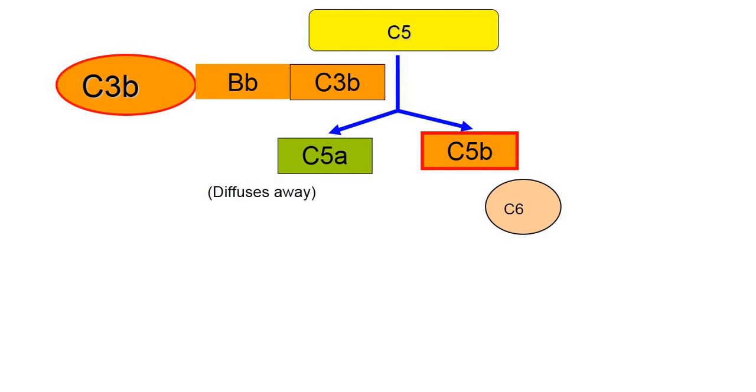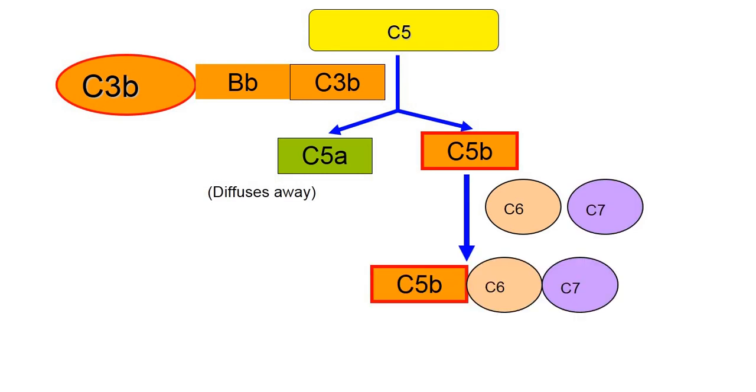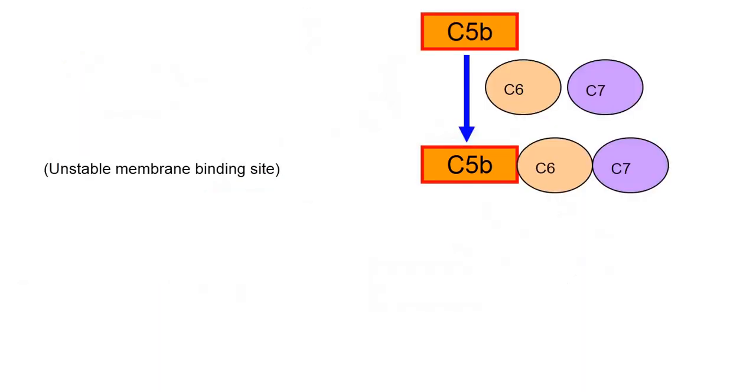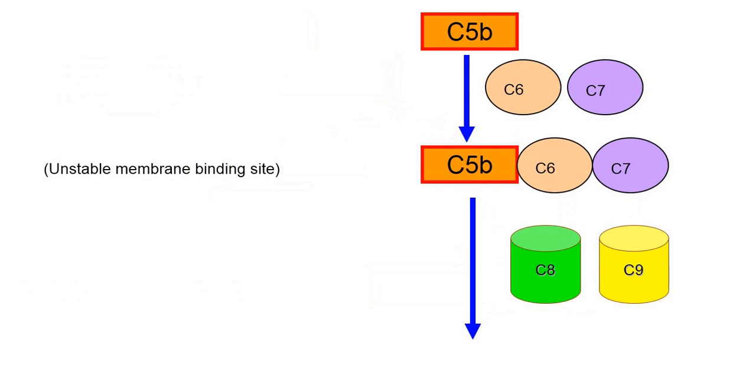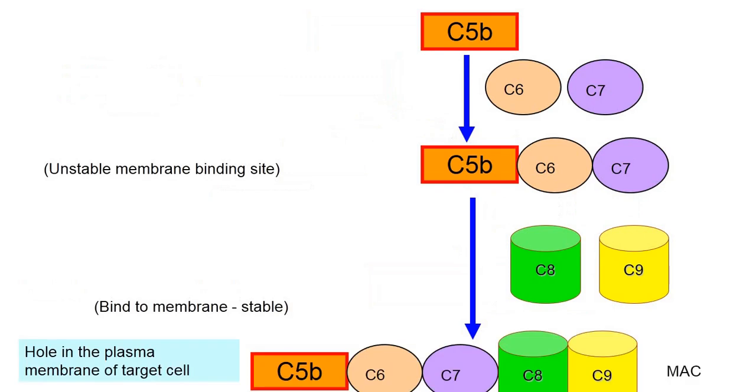Then there is assembly of the C6, C7, C8, C9 complex. This complex has an unstable membrane binding site. So C5b further combines with C6 and C7, together with C8 and C9, to form the membrane attack complex, also called the MAC, the membrane attack complex.